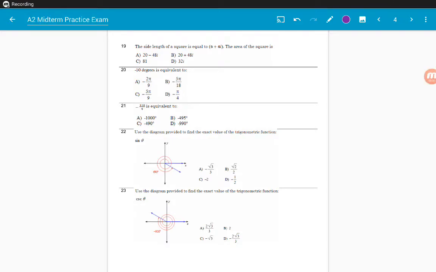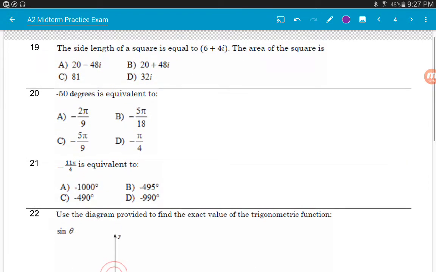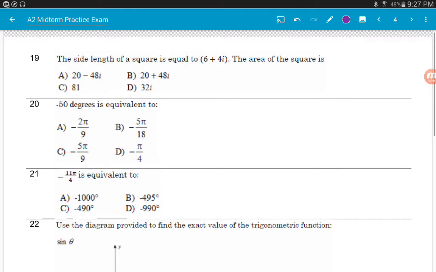Okay, here's part 2 of the midterm practice exam. Let's start with question number 19. It says the side length of a square is equal to 6 plus 4i.